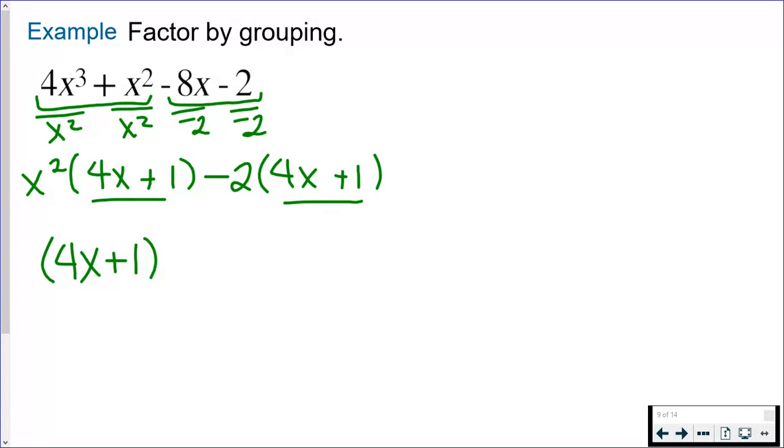Once I take out the 4x plus 1, you write out what you would have left. You would have an x squared in the first group and a -2 in the second group. Now, after you look at this for a second and make sure that it's completely factored, you can circle it because this is done.